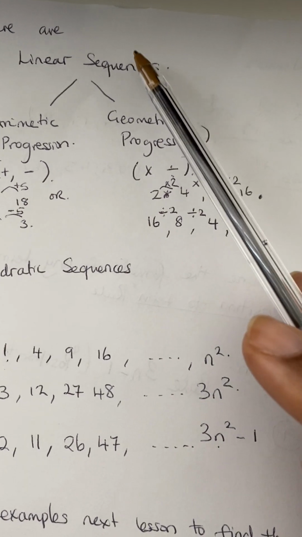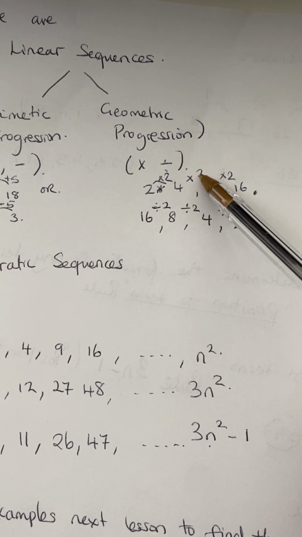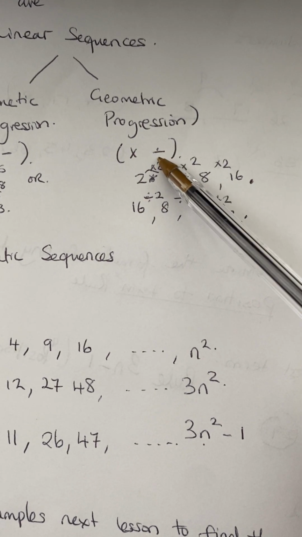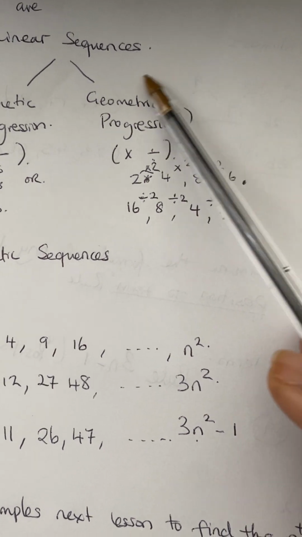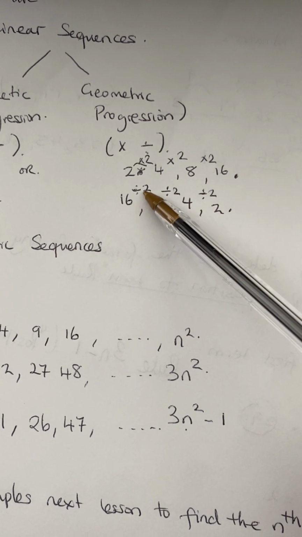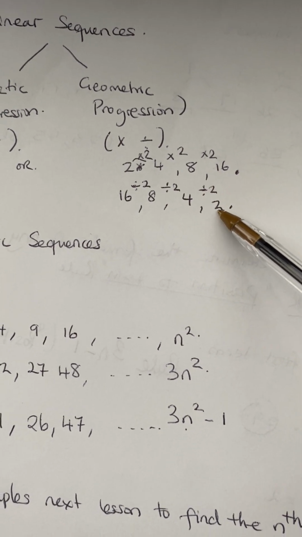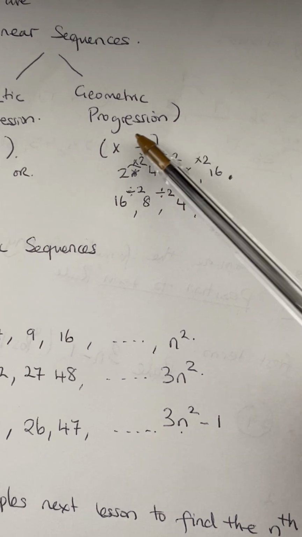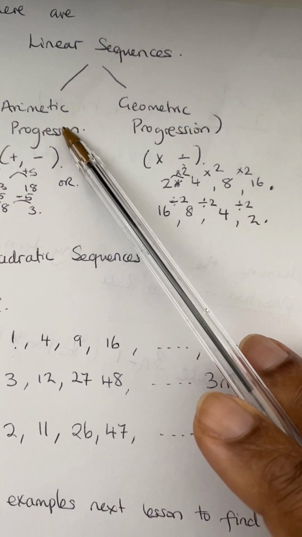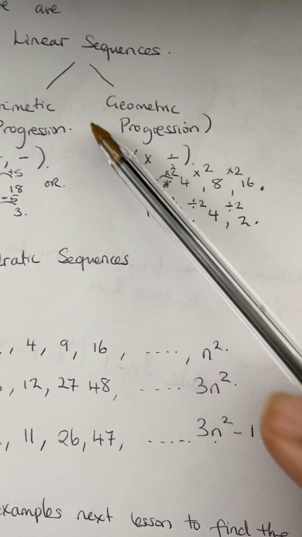If it's a geometric sequence, it will be times or divide. So 2 times 2 is 4, times 2 is 8, times 2 is 16. So here it is multiplying, and it's a geometric sequence, or geometric progression type of sequence. Divide: 16 divided by 2 is 8, divided by 2 is 4, divided by 2 is 2. Okay? So if it's multiplying or dividing, then it becomes a geometric progression. But arithmetic and geometric progressions are all under linear sequences. Okay? Which we've seen today.